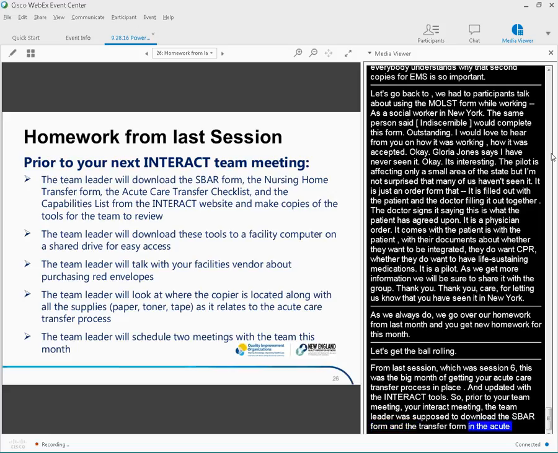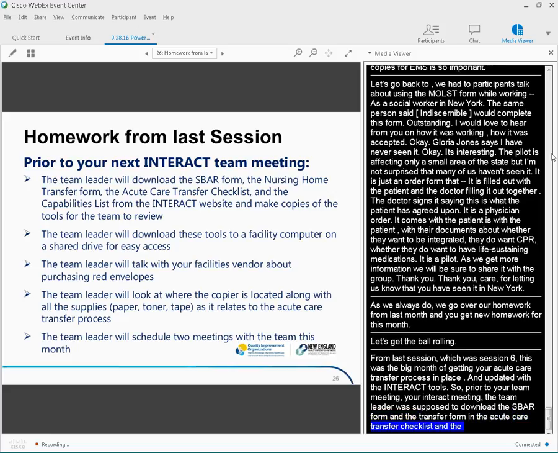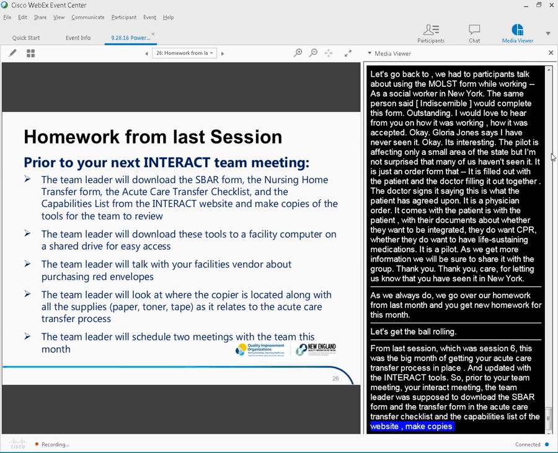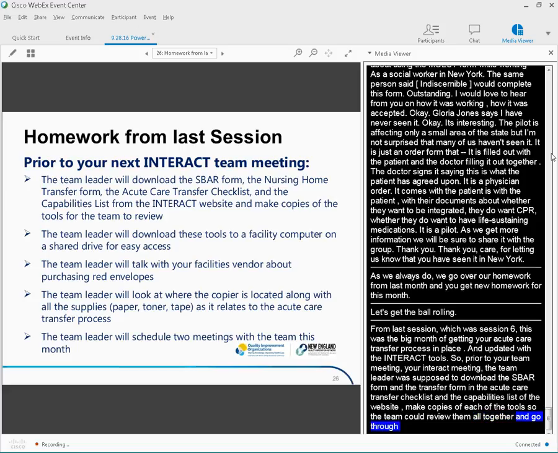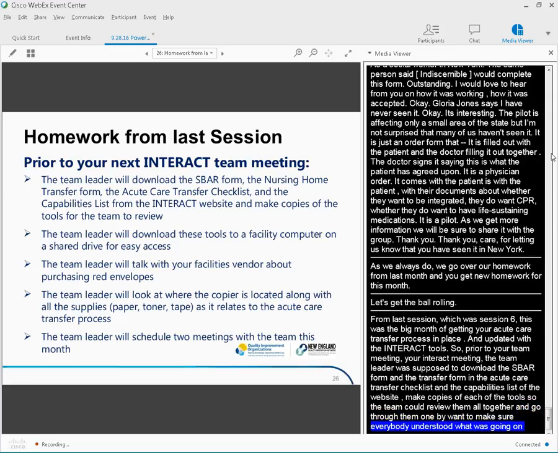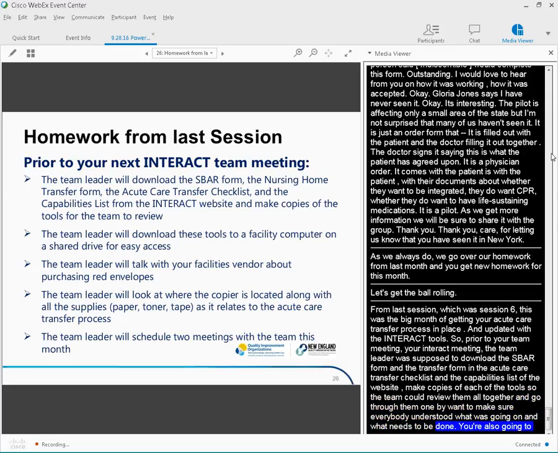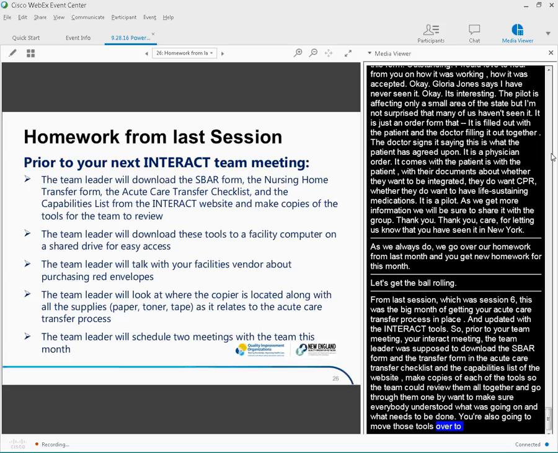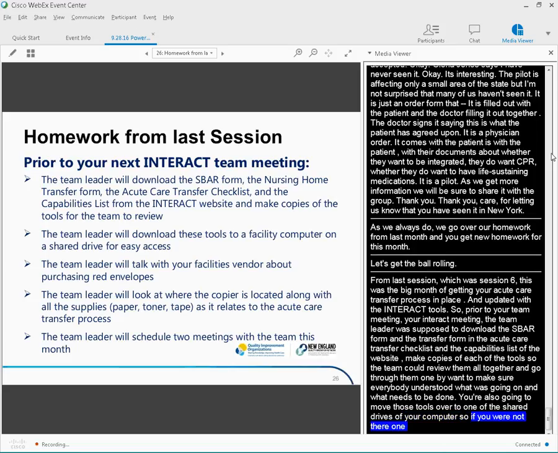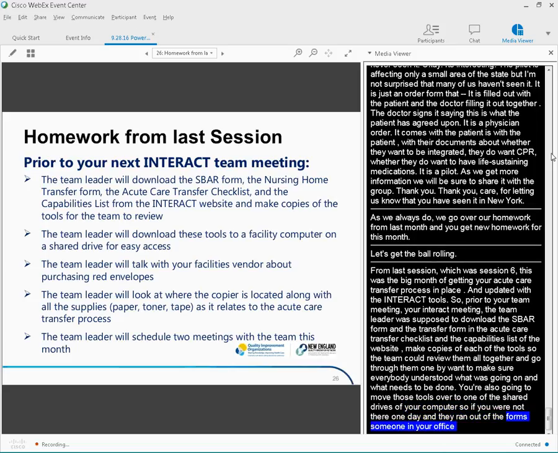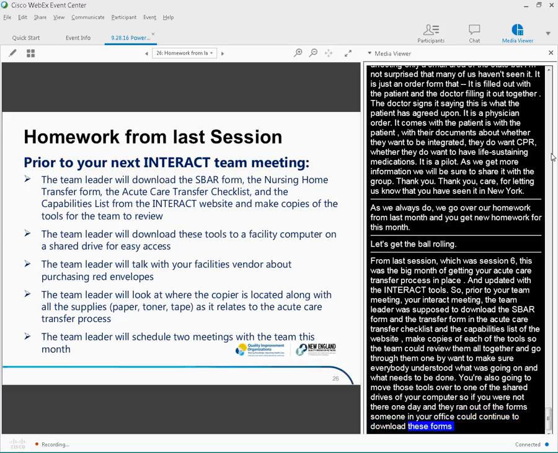Make copies of each of the tools so the team could review them all together and go through them one by one to make sure everybody understood what was going on and what needs to be done. And also you were going to move those tools over to one of the shared drives of your computer. So if you were not there one day and they ran out of the forms, someone in your office could then continue to download these forms and not have to go onto the website to download the forms.